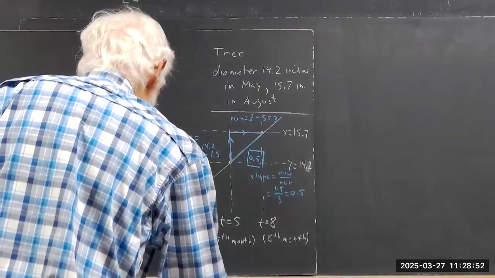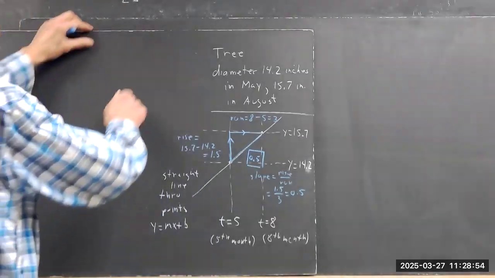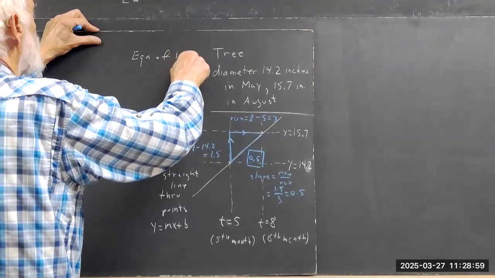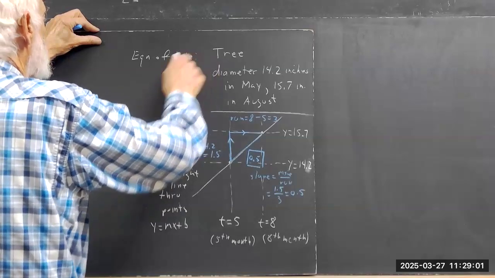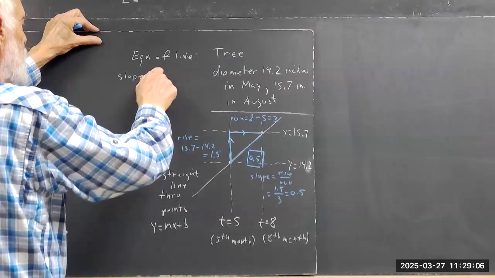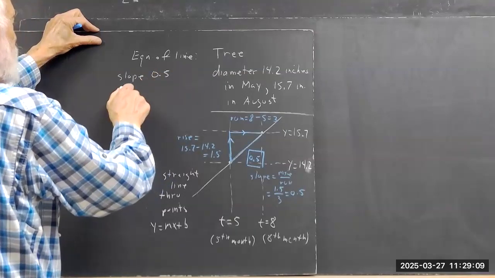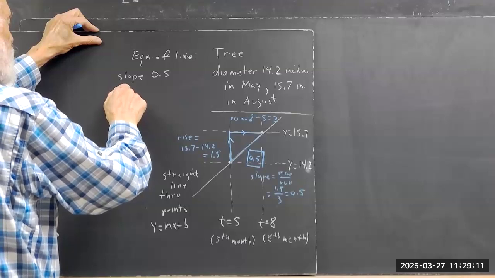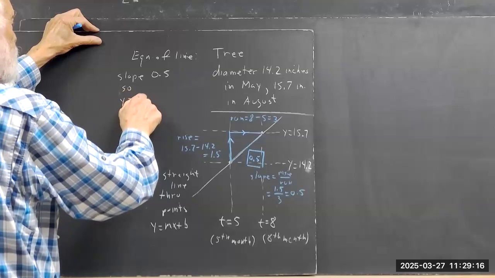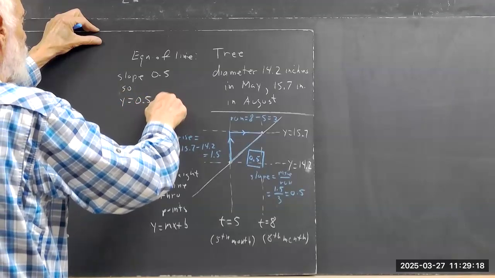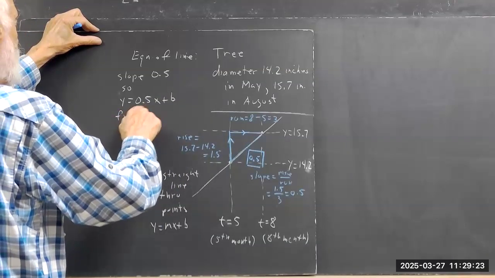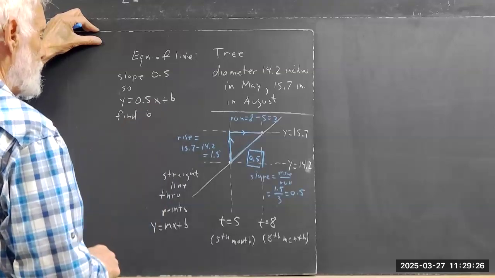Okay, now the equation of the line. Slope 0.5. y equals 0.5x plus b. Find b.